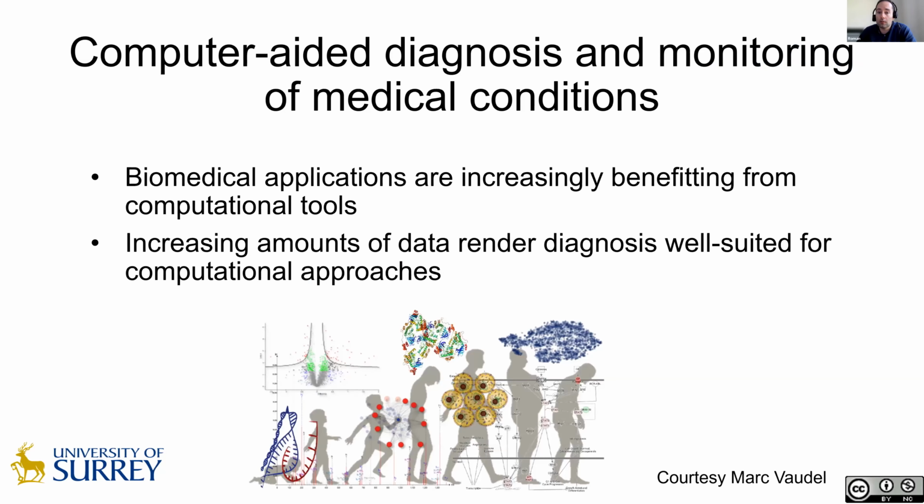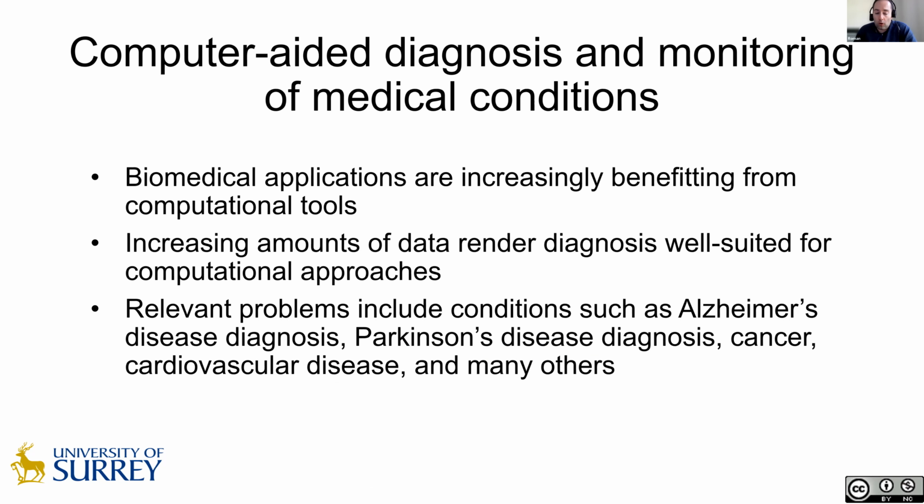And one of the main reasons for this is that there are increasing amounts of data available, acquired from different kinds of technologies and equipments, which can be very complex. And so computational methods are very well suited to address these challenges. And relevant problems for such computational approaches include conditions such as Alzheimer's disease, Parkinson's disease, cancer, cardiovascular disease, and many others.